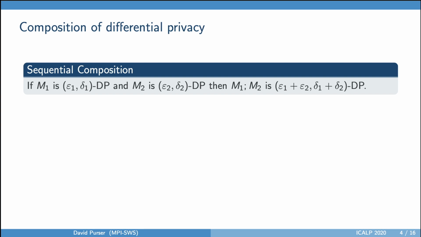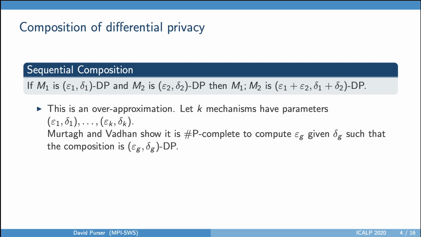It's an over-approximation. If you have k mechanisms which are epsilon 1 delta 1 up to epsilon k delta k differentially private, when they're composed together, they're actually differentially private for a multitude of epsilon delta pairs. Murtagh and Vadhan show that it's sharp-P complete to compute one of the two parameters given the other. Even this may not be optimal when the individual components, when composed, do not behave in the worst case.